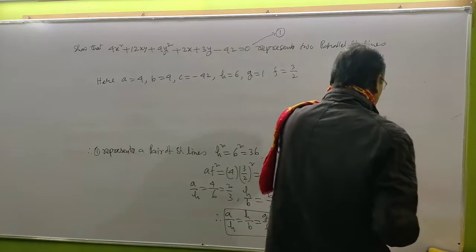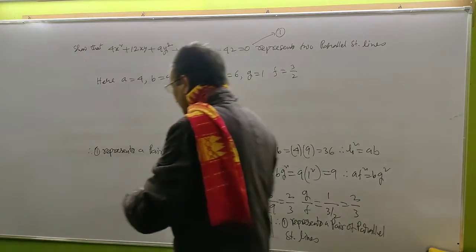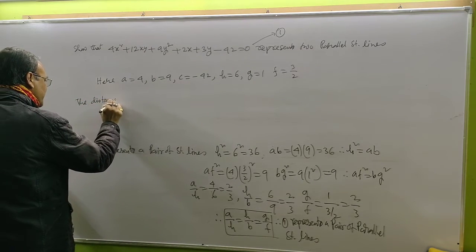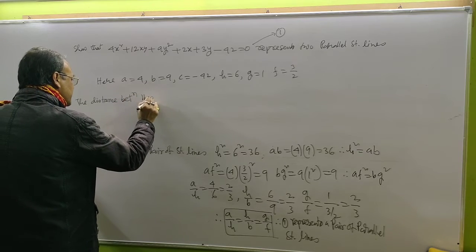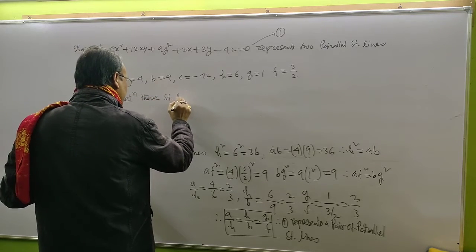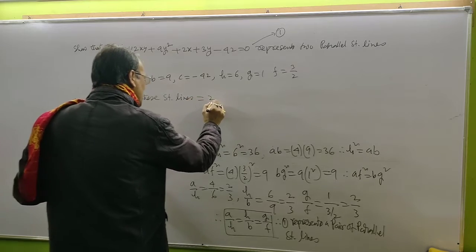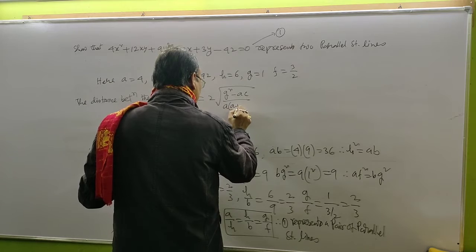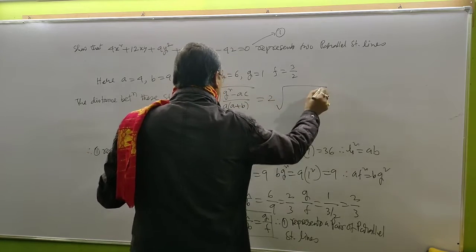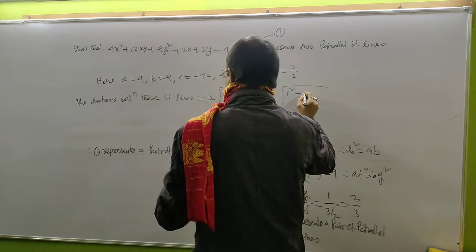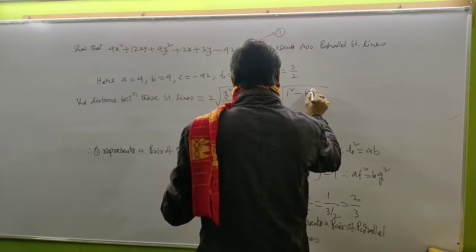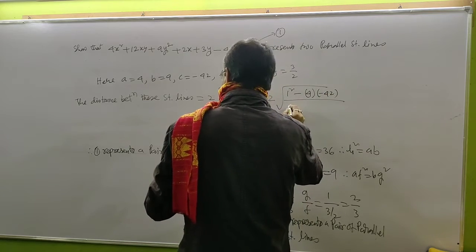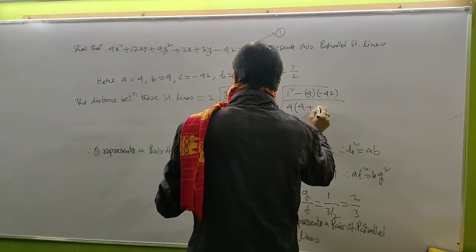What is the distance between these two parallel straight lines? The distance between these straight lines is 2 times root of (c1 squared minus ab) divided by a into (a plus b). This is equal to 2 times root of (1 square minus 4 into minus 42) divided by a into (a plus b).